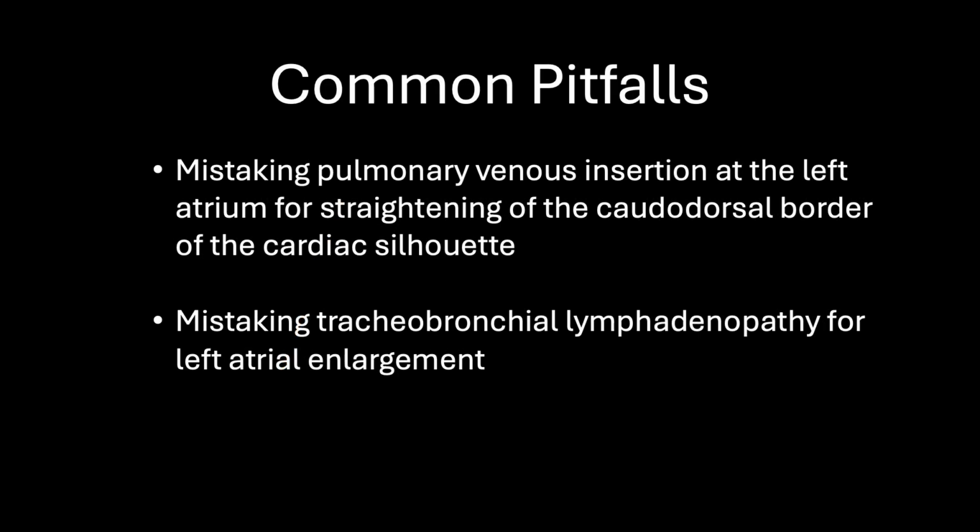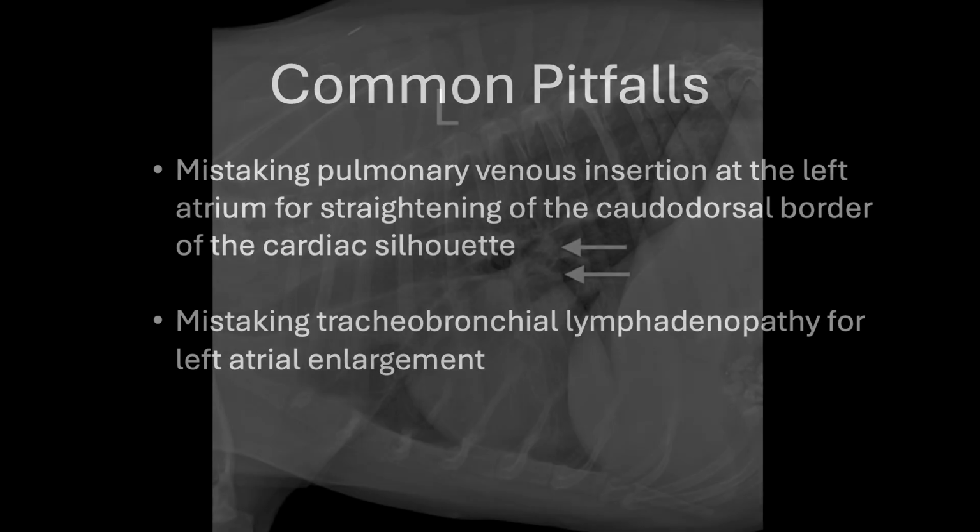Pitfalls encountered when assessing the left atrium include overcalling left atrial enlargement due to mistaking pulmonary vein insertion at the left atrium for straightening of the caudodorsal border of the cardiac silhouette, or mistaking tracheobronchial lymphadenomegaly for left atrial enlargement.